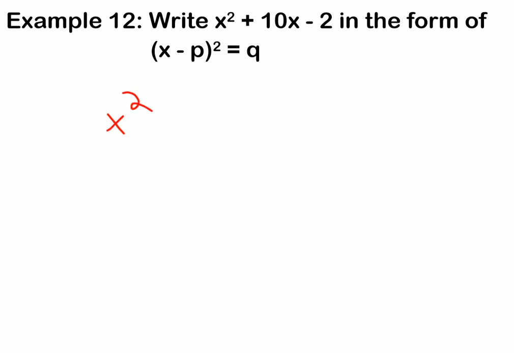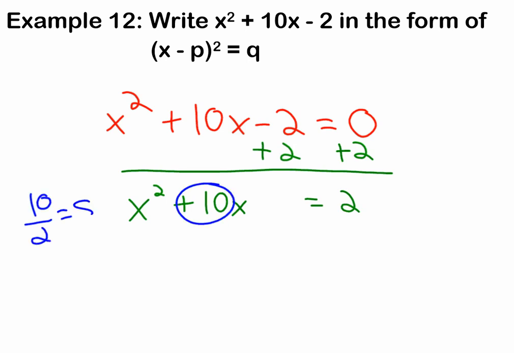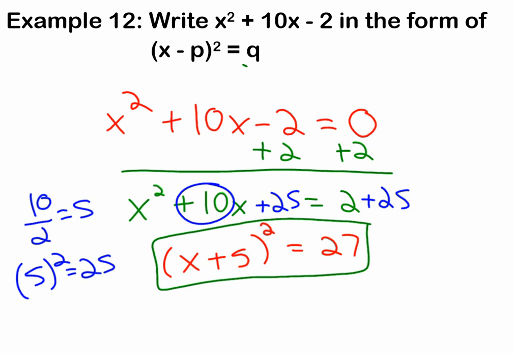So we take x squared plus 10x minus 2 equal to 0. Add 2 to both sides. X squared plus 10x equals 2. We divide our middle term by 2 to get 5. We square it to get 25, which is what we add to both sides. Simplify the left to (x plus 5) squared equals 27. And this is your final answer because that's as far as they wanted us to go when they write (x minus p) squared equals q.